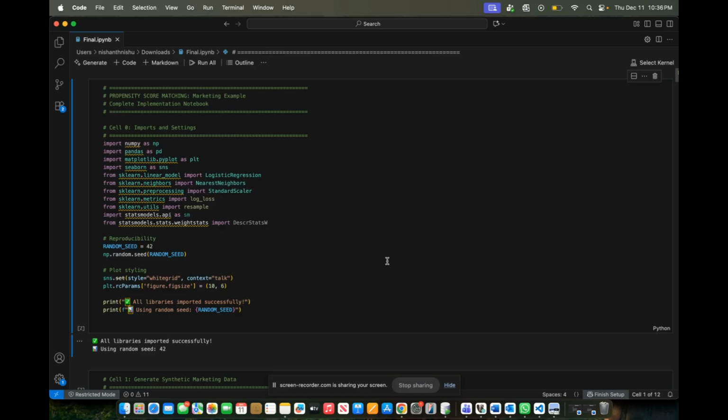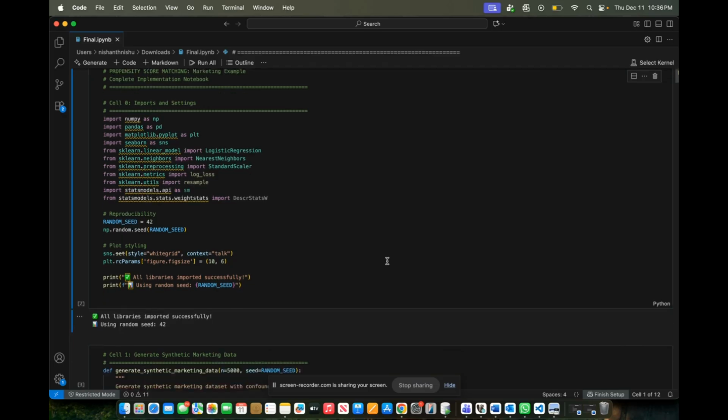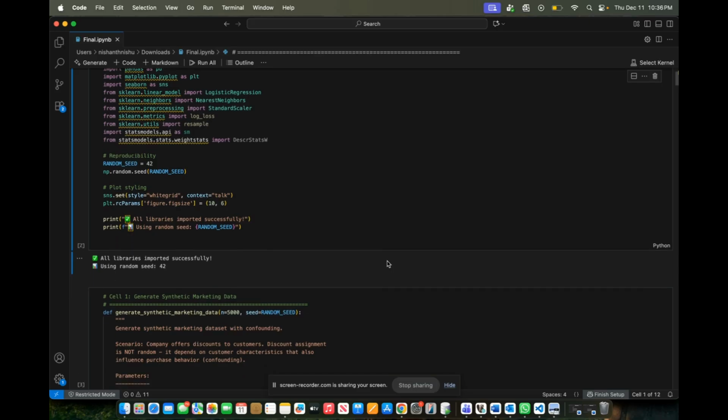So let's start with the core question. Did giving customers a discount actually increase their purchases? In observational data, treatment isn't assigned randomly. Marketers target loyal or highly engaged customers who already buy more. This creates confounding, meaning the treated and control groups differ in important ways. So if we naively compare treated versus control purchase rates, the estimate is biased. That's why we need PSM to make the groups comparable.